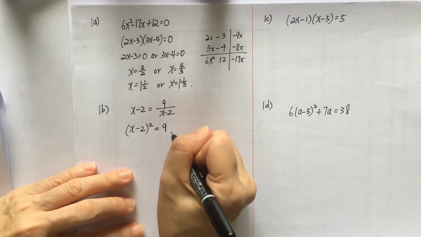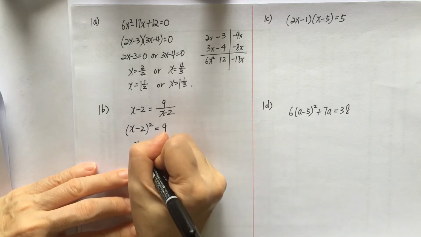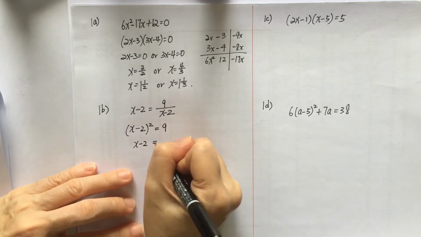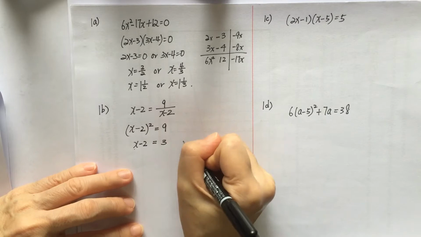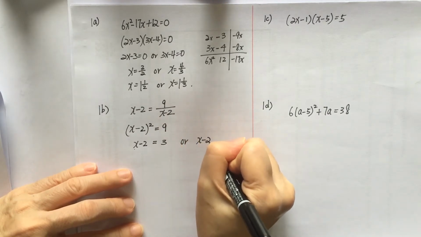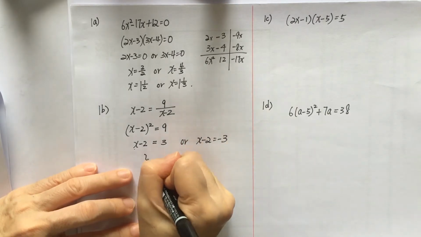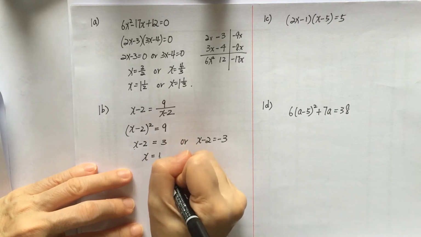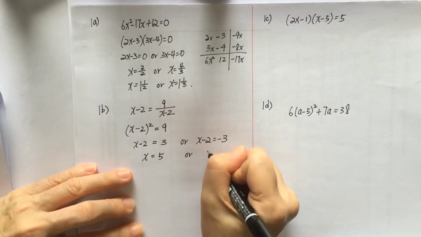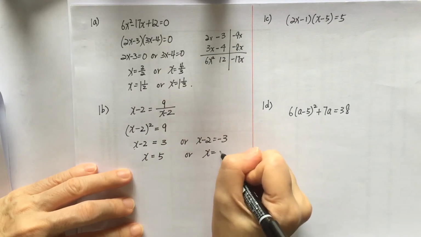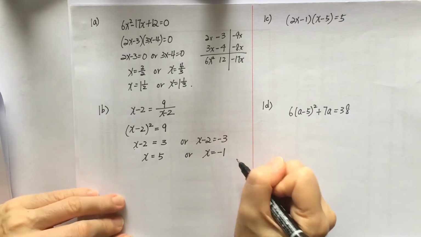This side also can take the square root. So x minus 2 will be 3, or x minus 2 will be negative 3. So x will be equals to 3 plus 2, so it's 5, or x is equals to negative 3 plus 2, which is negative 1.